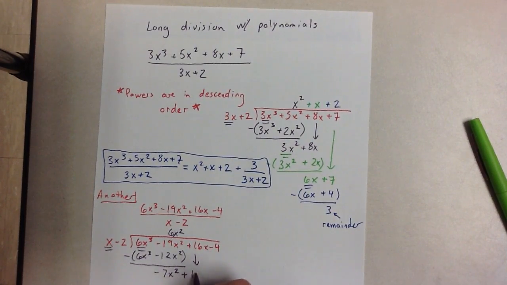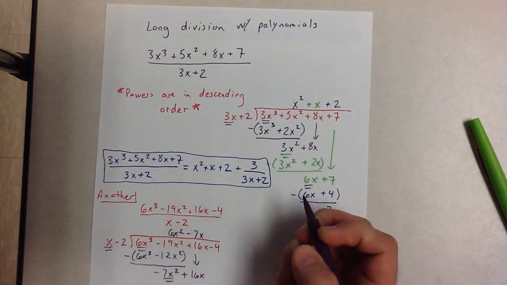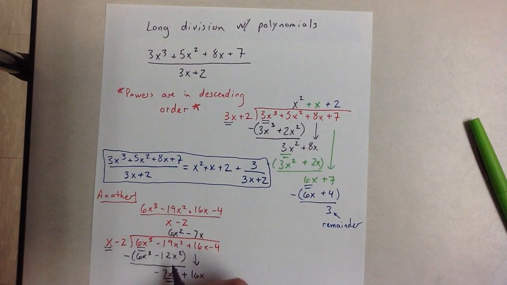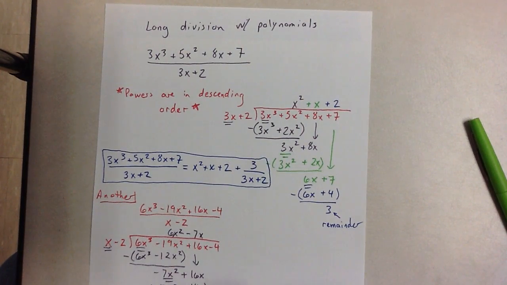The next term drops down, it's 16x. Only focusing on the first, x, to get negative 7x squared, we multiply by negative 7x. So you multiply through negative 7x squared, positive 14x. We subtract. Subtracting might be the one thing that we forget. So each time we go through here, we have to subtract our group. So our 7's cancel. 16 minus 14 is 2x. We drop our negative 4.